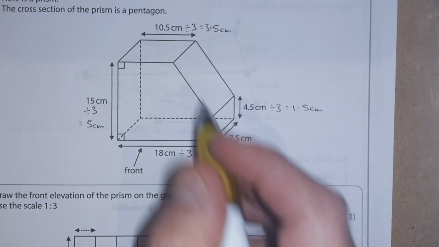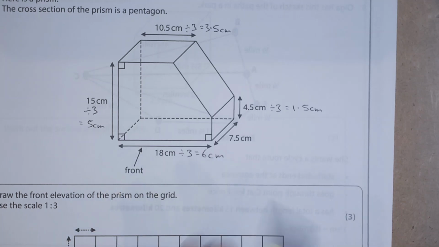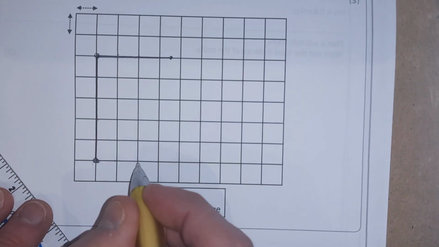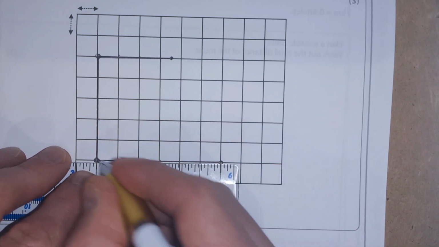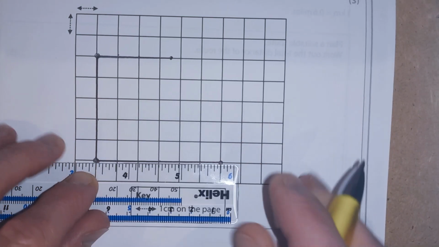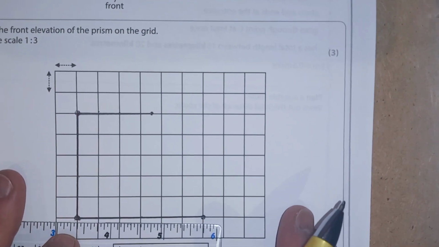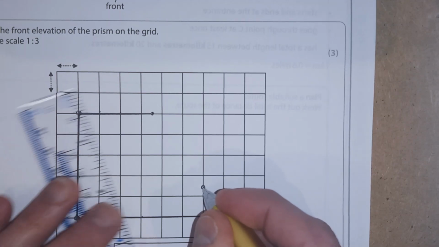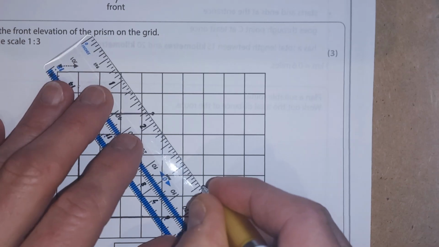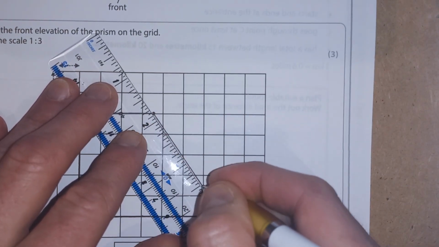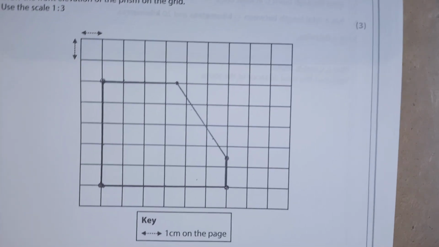Now we haven't got this diagonal bit, so I'm going to ignore that for now. I'm going to go down the bottom next. We've got 6 centimetres along the bottom. So 1, 2, 3, 4, 5, 6. And then we need to go up by 1.5 centimetres here. So 1.5. And then we can close it off. So we don't need to know how long that was because we're just going to join the dots. And then we have it.